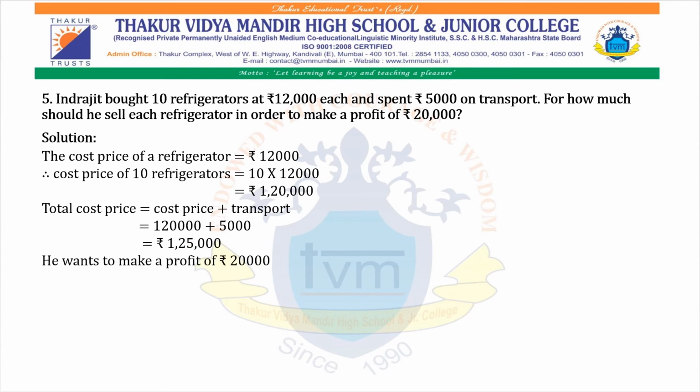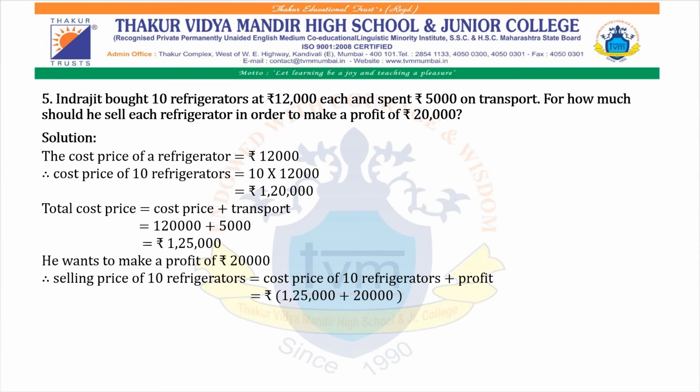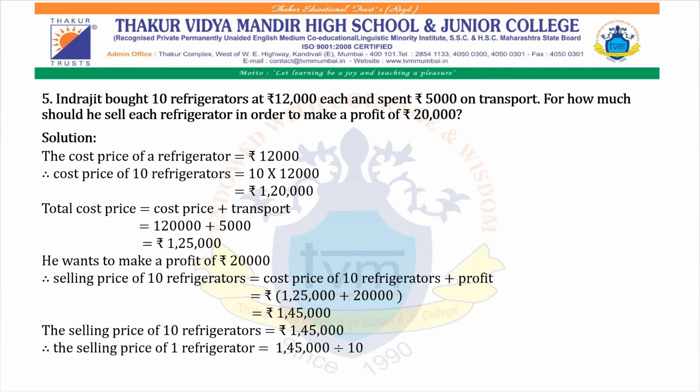He wants to make a profit of rupees 20,000. Therefore, selling price of 10 refrigerators is equal to cost price of 10 refrigerators plus profit, which is equal to 1,25,000 plus 20,000, that is 1,45,000. The selling price of 10 refrigerators is equal to 1,45,000. Therefore, the selling price of one refrigerator is equal to 1,45,000 divided by 10, that is 14,500. So the answer is Indrajit should sell each refrigerator at rupees 14,500.